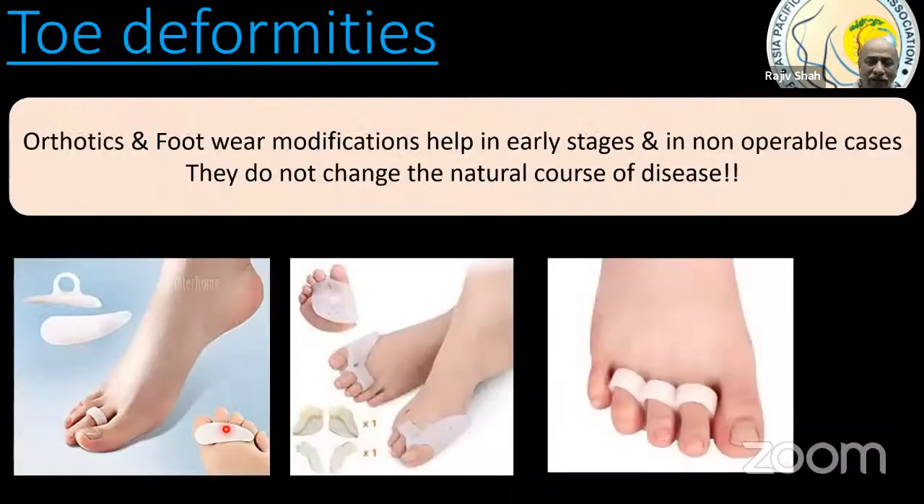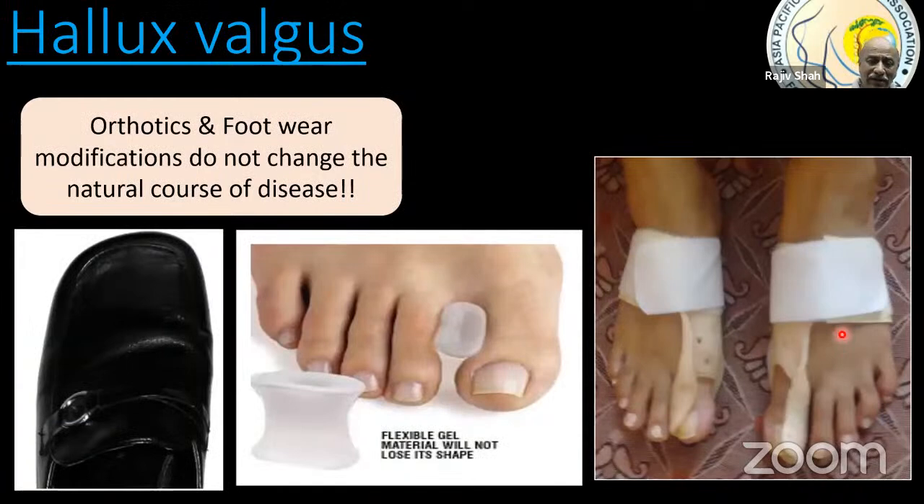For toe deformities in an early stage, you can use toe sleeves, corrective toe sleeves for various deformity corrections, or toe pads for correcting hammer and mallet toes. They work only in the early stage when they are non-operable. In a rigid deformity, this will not work. For hallux valgus, you have this toe spacer, and you have a hallux night splint, which can be prescribed for hallux valgus.